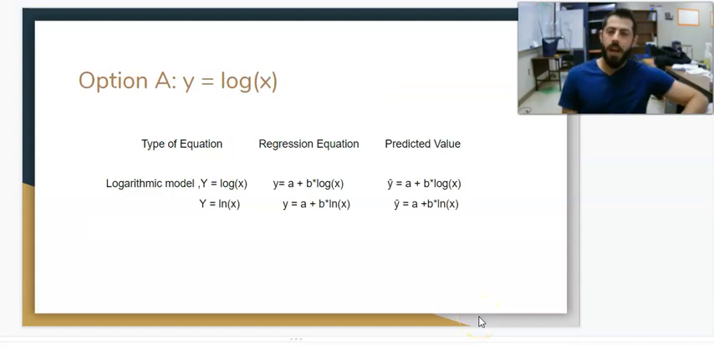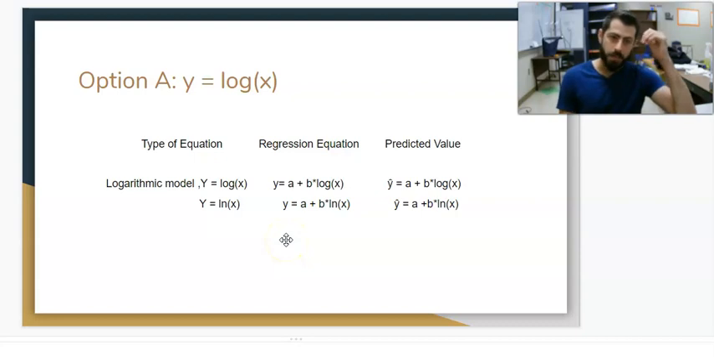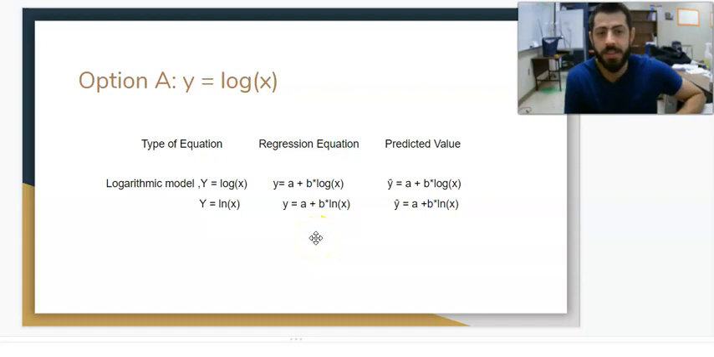So option A, if it is a logarithmic function. When we say a logarithmic function, we mean y equals log of x or y equals the natural log of x. This is something that you covered in Algebra 2. If it is a logarithmic model or a natural log, then the equation that is used to model that is y equals a plus b times the log of x, rather than y equals a times b to the x.